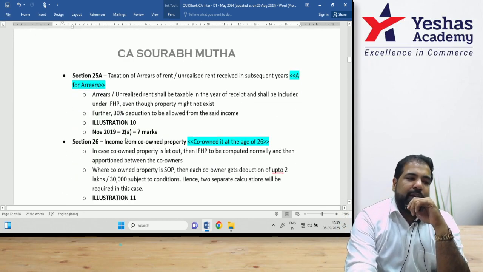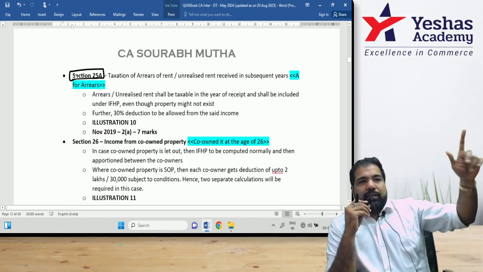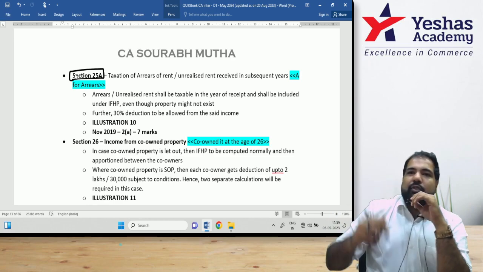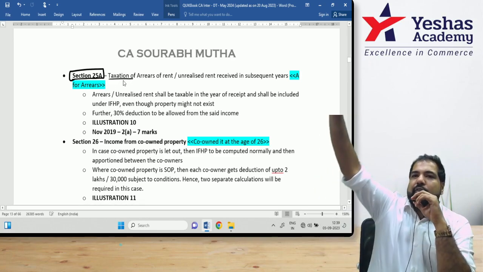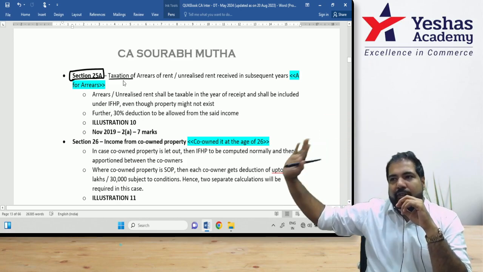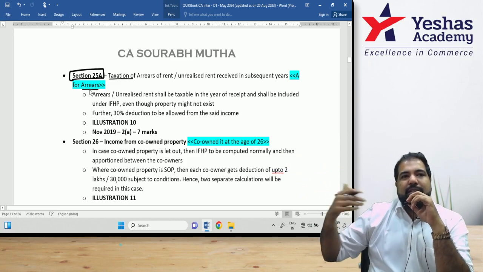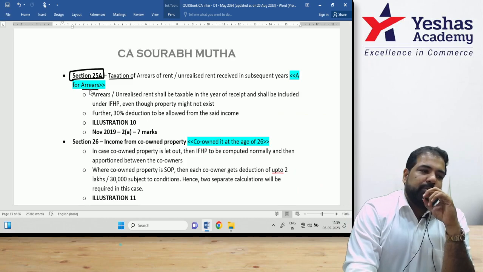Next, 25A. Guys, can someone change their mind? Any unrealized rent earlier, did you tax on that? No. But now, guys, are you getting it back? The year of receipt, repeat, guys, the year of receipt, will it be taxed? Yes. After deducting how much, guys? 30%. Are we clear with this, guys? This is called 25AA for what? Arrears. Arrears means outstanding, but you don't know when you'll receive it. So it will be taxed in the year of receipt.